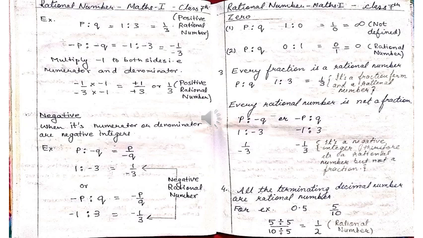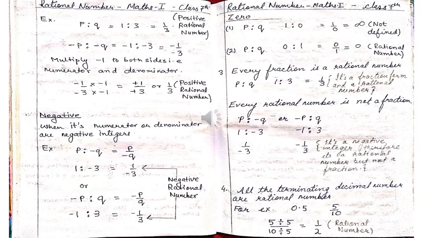Now for 0. Take p to q where p is 1 and q is 0. Then 1 upon 0 is not defined, a value you can never define. Now if p to q has 0 on the numerator side and 1 in the denominator side, which is greater than 0, then yes, 0 will come, and 0 is a rational number.